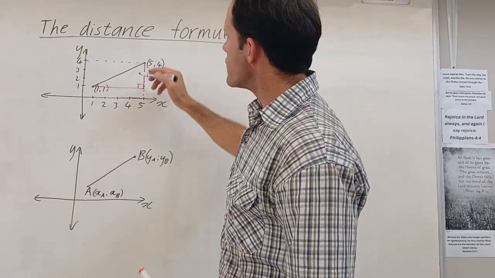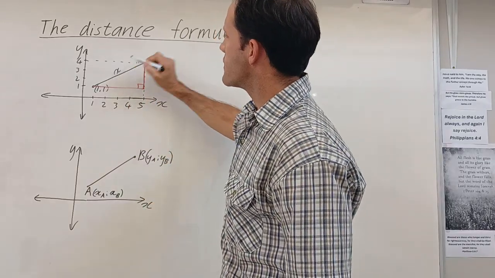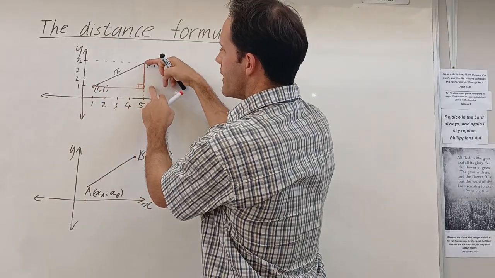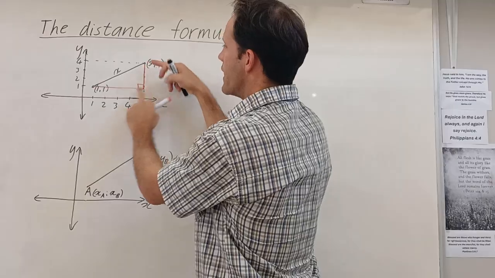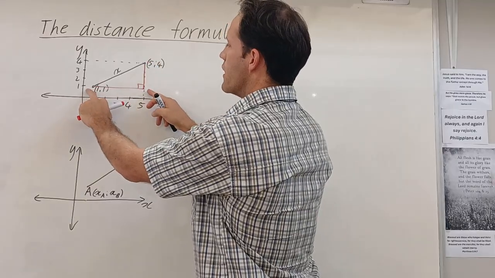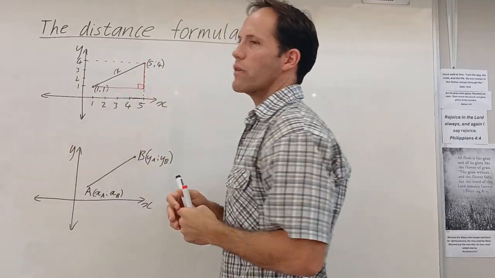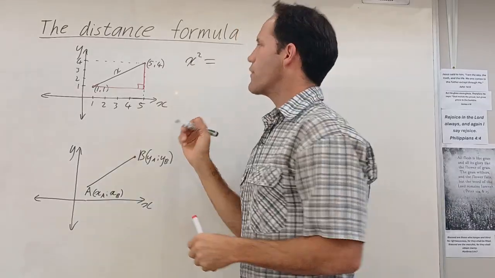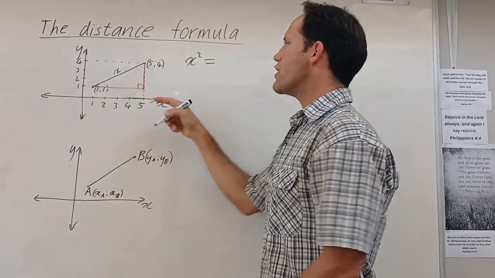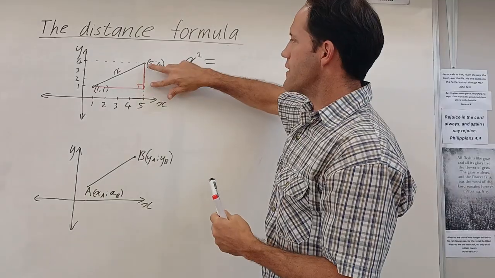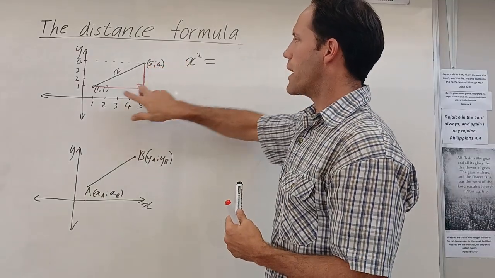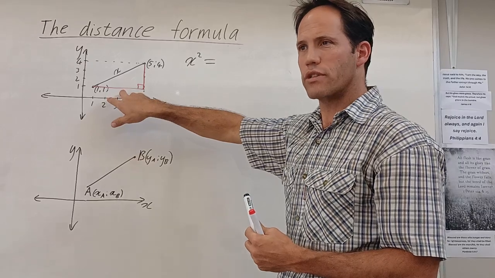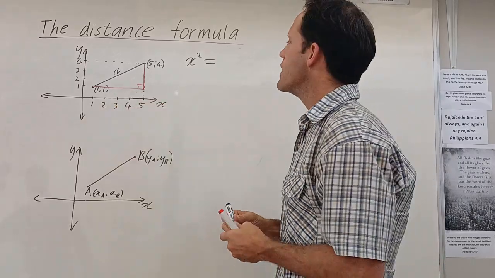So let's call this side x, and we want to find the length of x. We just need the length of this vertical line and the length of the horizontal line, and then we square them, and then we put it equal to x squared. So x squared is equal to this length squared plus this length squared, from Pythagoras. You're with me? We just use Pythagoras. Okay?